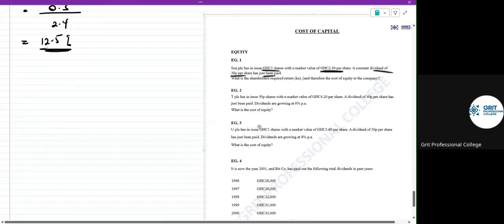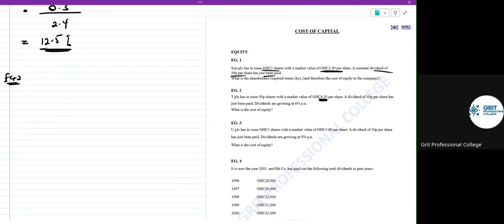Right. Example 2. TPLC has an issue of 50% shares with a market value of 4.2. A dividend per share has just been paid. Dividends are growing at 6% per annum. What is the cost of equity? Because there's now a growth rate in the dividend, the cost of equity will use this formula: D naught (1 plus G) over P naught plus G.